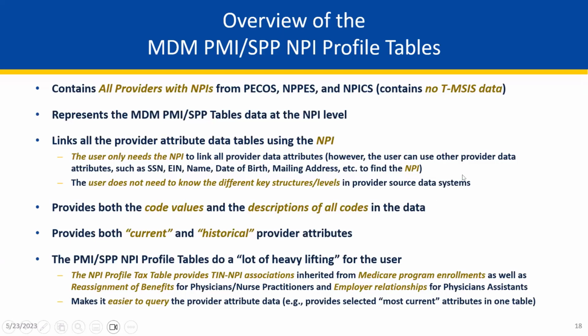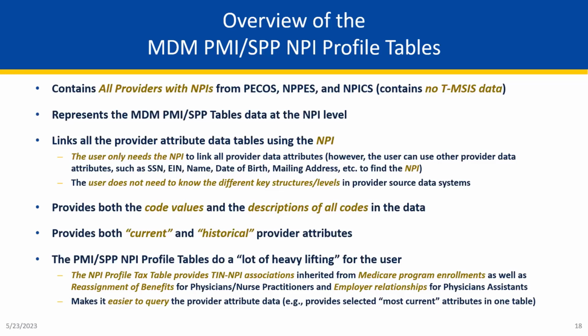Also, one thing I want to make a note of is that these NPI profile tables, compared to the PMI SPP tables, have the codes and descriptions already embedded in them, so you don't need to join with the common code reference table. They also have both current and historical information, and if you have an NPI, it's easy to get the information of any identifiers by querying the NPI profile tables.